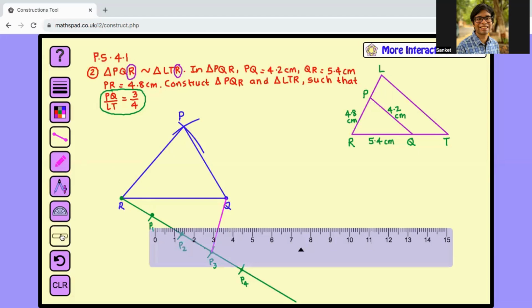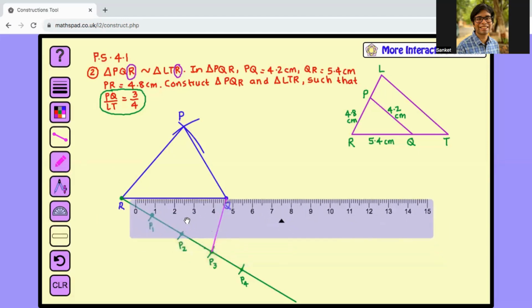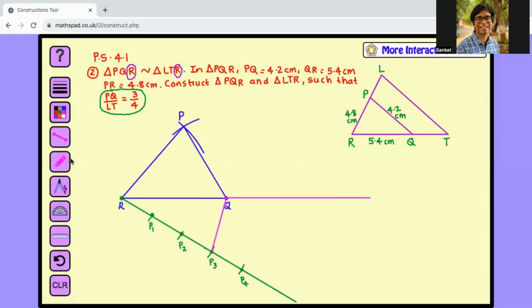After this, I have to extend this line RQ. So I'm going to extend it further. Keep my scale away. Now my other triangle LTR is going to come somewhere over here, right? So let's begin.